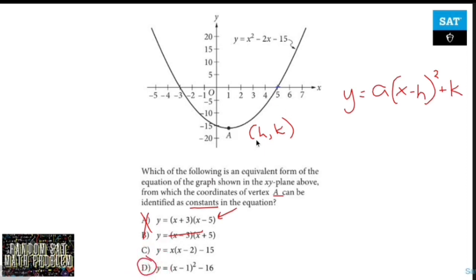But if we could safely identify that the vertex is 1, -16, I can see the -16 now. I could just substitute stuff in and I get y equals, x minus h, which is x minus 1 squared, plus a -16, which is -16. So the temptation is to say A, but because of the way the last sentence is worded, it's going to be D.